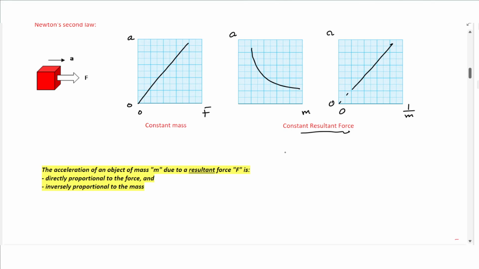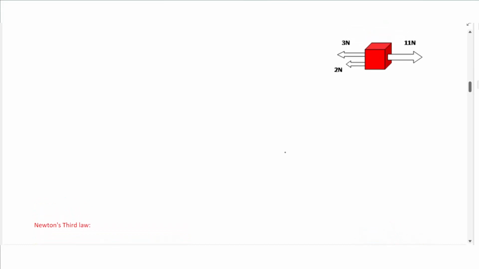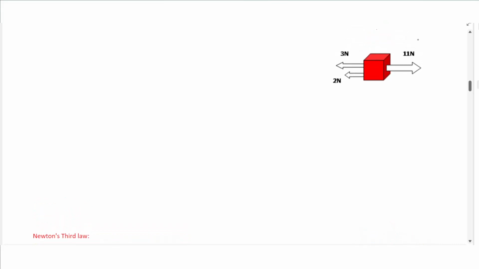If you're required to state Newton's second law in words, you say that the acceleration is directly proportional to the force and inversely proportional to the mass, but the force must be a resultant force. For example, if you want to calculate an acceleration of an object with these 3 forces, you have to calculate the resultant force first, 11 minus 2 minus 3. Then you divide that resultant force by the mass to get the acceleration.